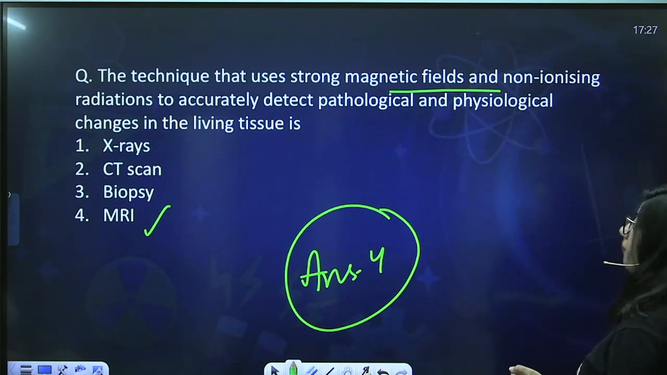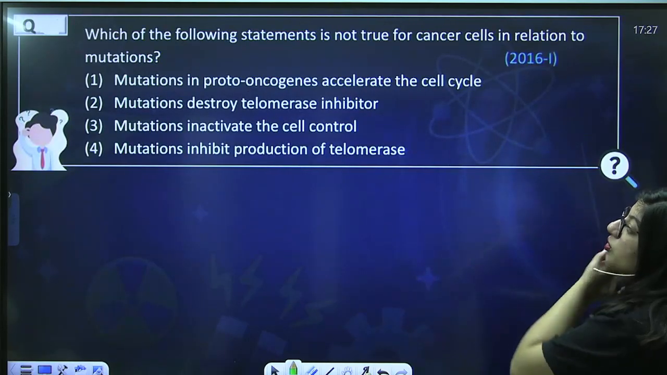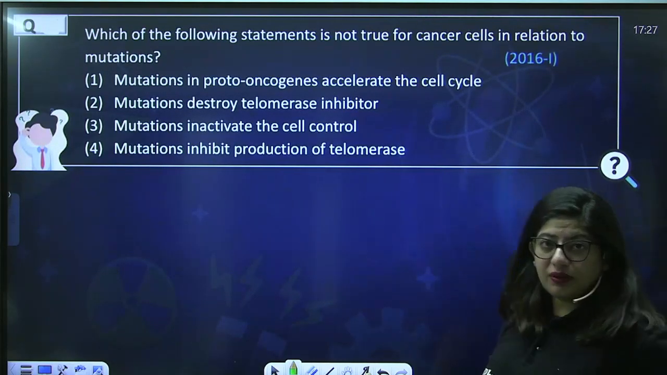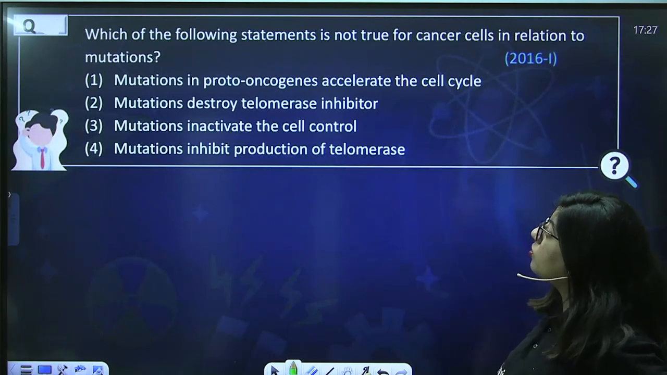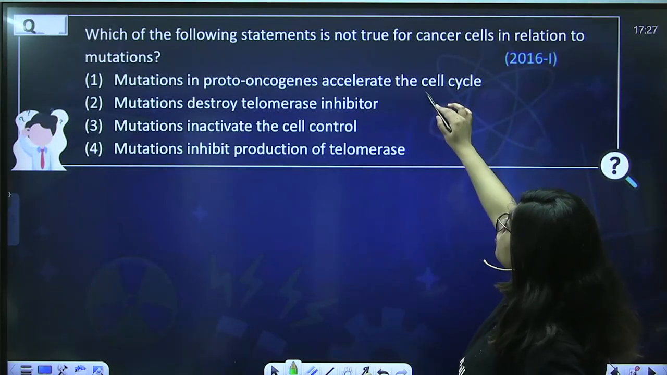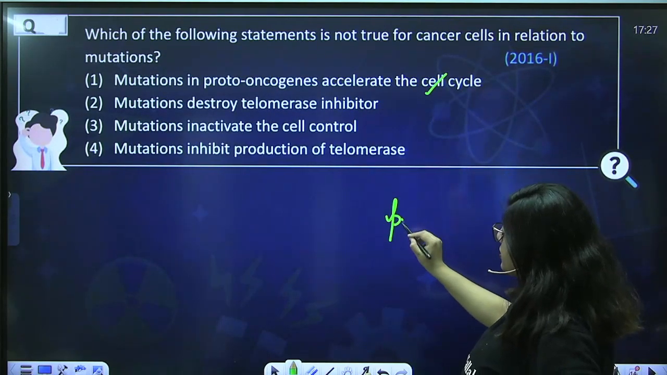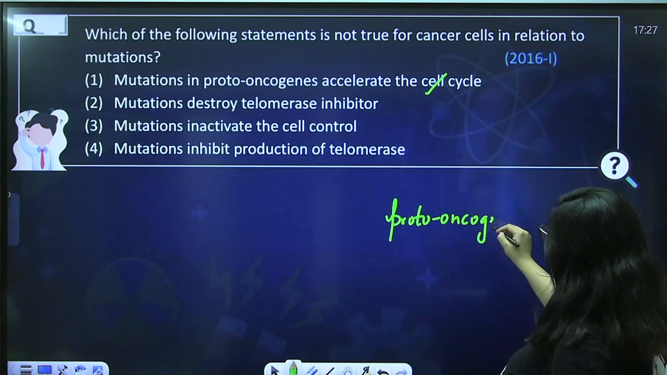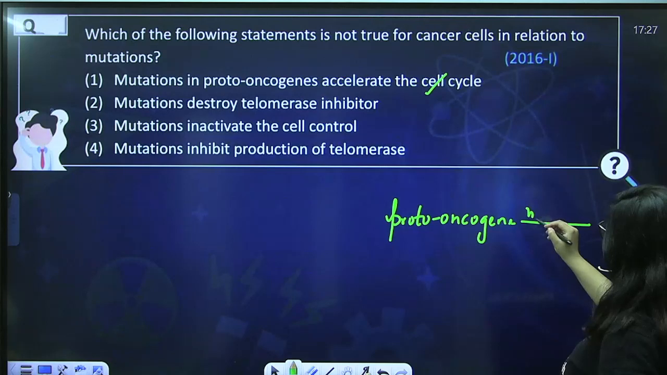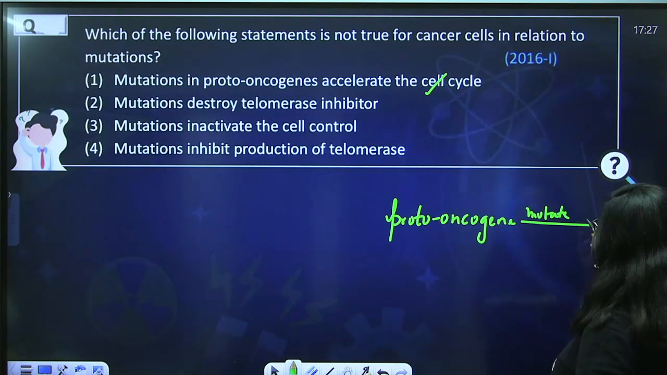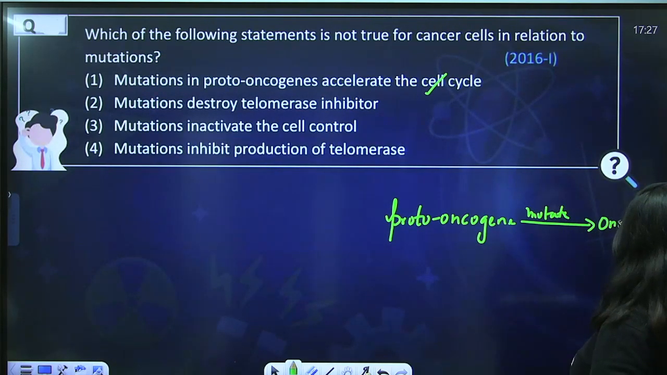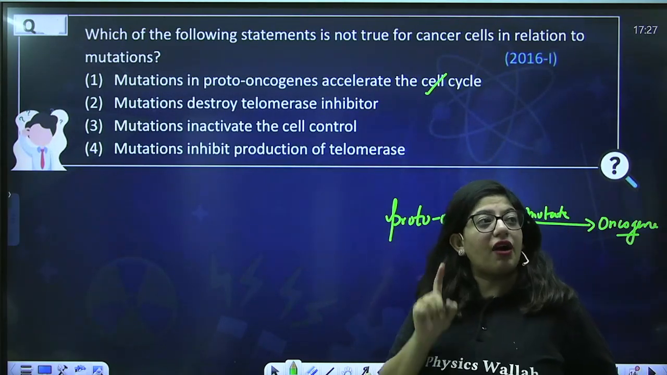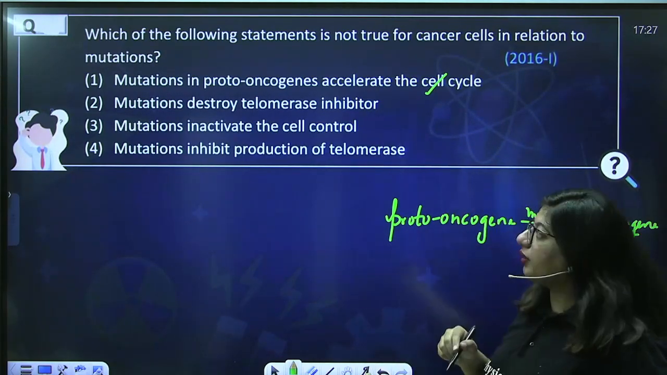Next question, which is a PYQ. Which of the following statements is not true for cancer cells in relation to mutation? Mutation in proto-oncogene accelerates the cell cycle. Very true. If proto-oncogenes are mutated, imagine this is a proto-oncogene. If this is mutated, what will it become? It will become an oncogene, and this gene will accelerate the cell cycle. So this is true. We have to find which is not true.